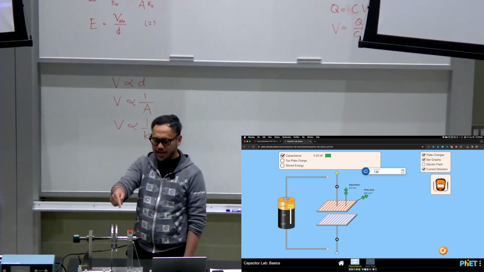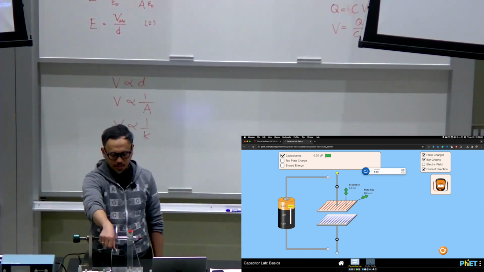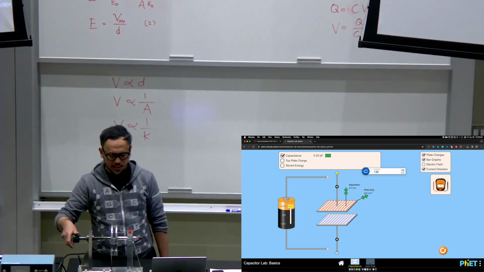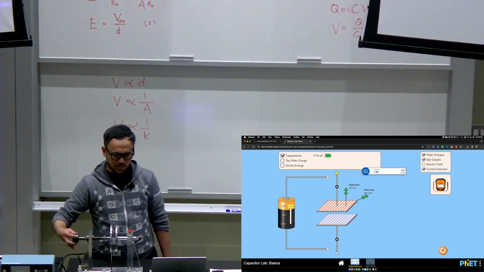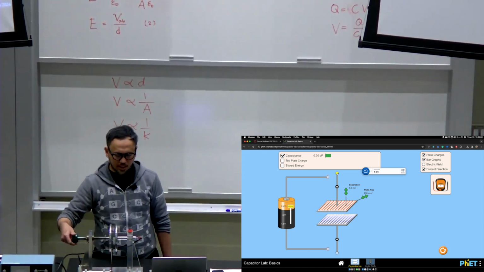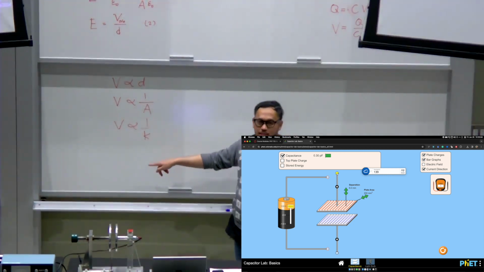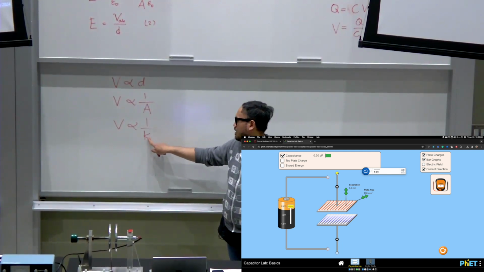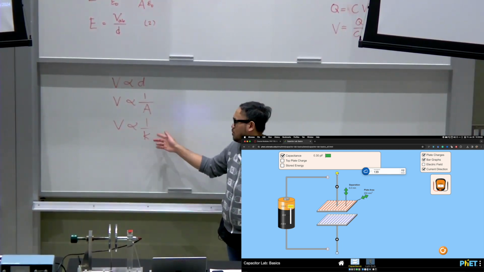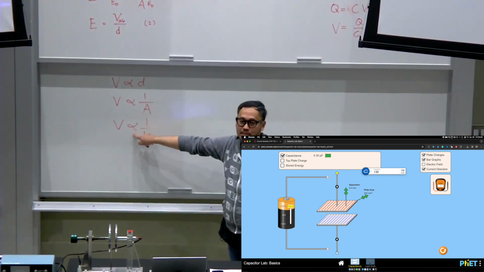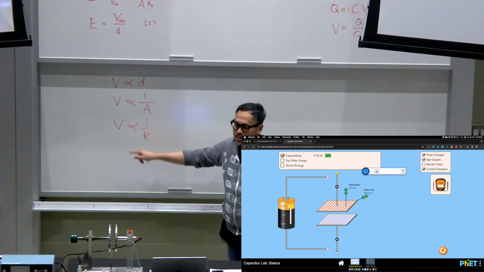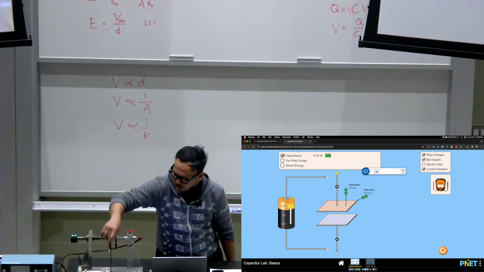So what happens if I add a material in between? So K is larger than 1. Would the voltage increase or decrease? So initially K is equal to 1. If I change K into, let's say, 10, the voltage will increase or decrease? It will decrease, right? So hopefully this one works.